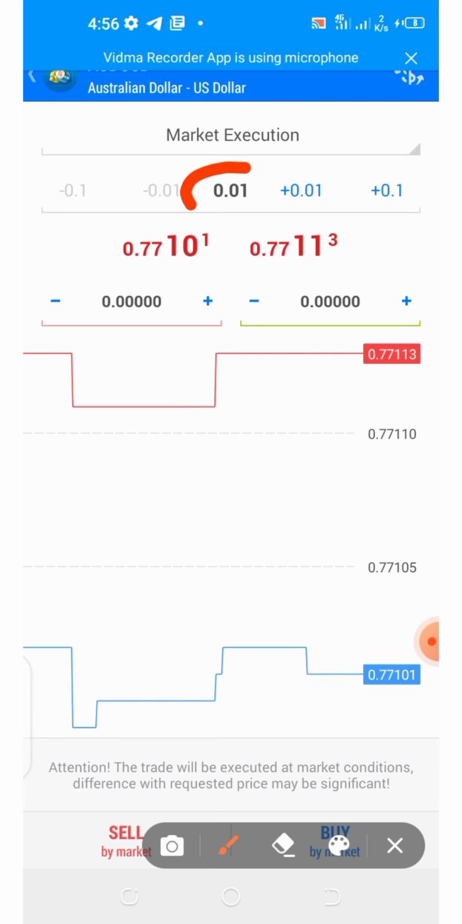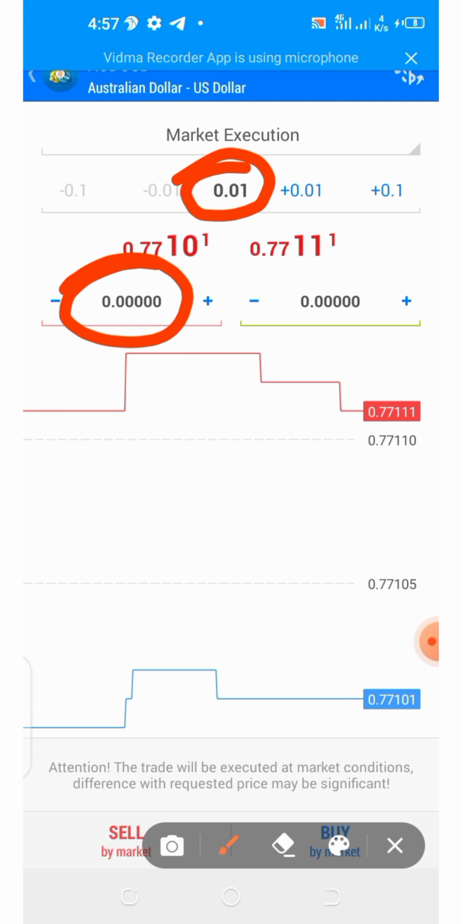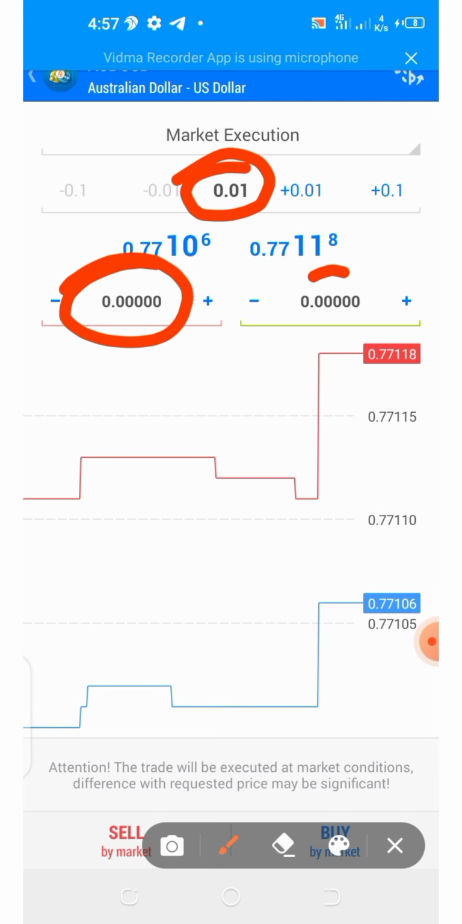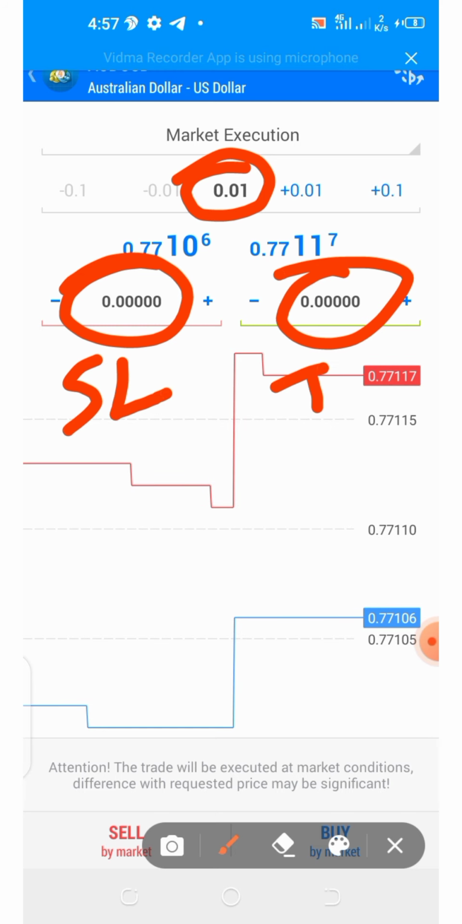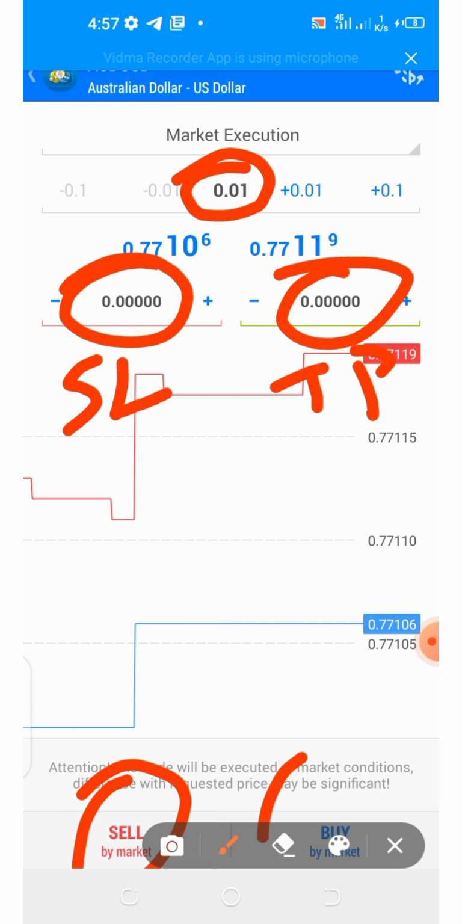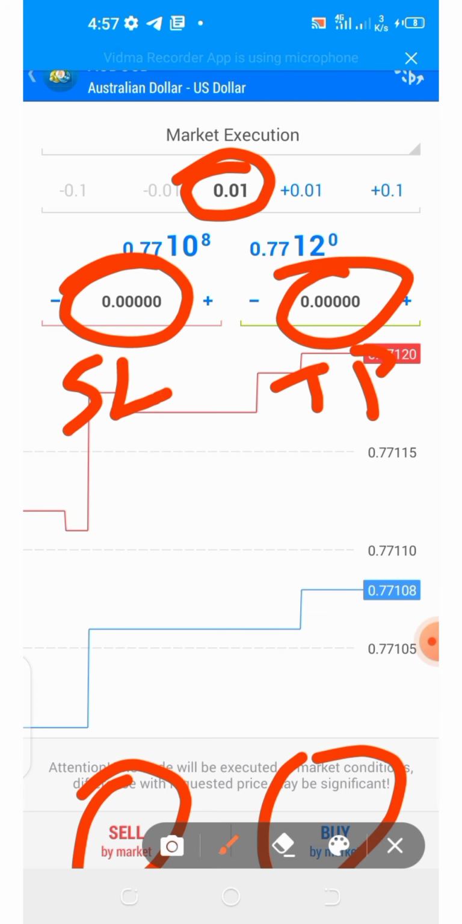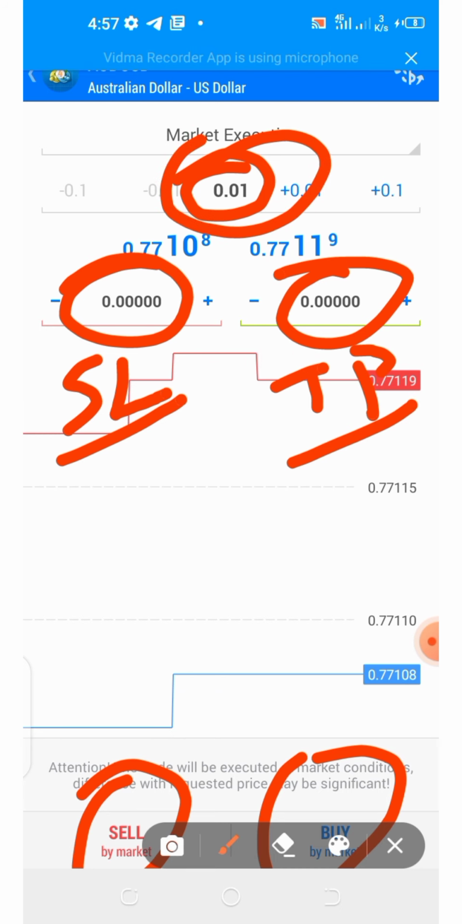After that, you select the lot size. This is the lot size. You enter the stop loss on your left and the take profit on your right. So this is SL and this is TP. It's not written on it. If you make a mistake, the sell or buy buttons will be deactivated. So enter SL here, I enter TP here. Then you change your lot size to the one you want.